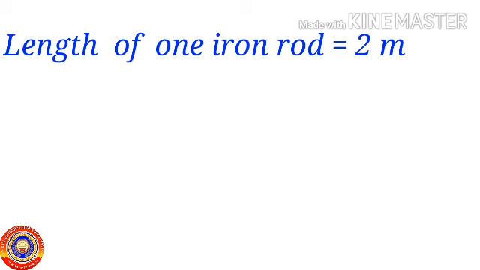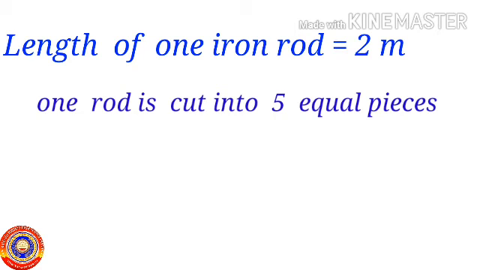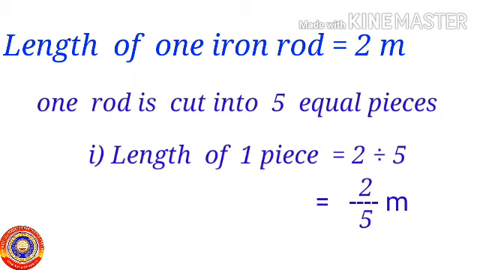Given the length of one iron rod equals 2 meter. One rod is cut into 5 equal pieces. Then for the first one, the length of each piece equals 2 divided by 5, which is equal to 2 by 5 meter.